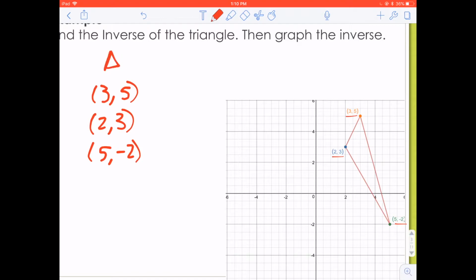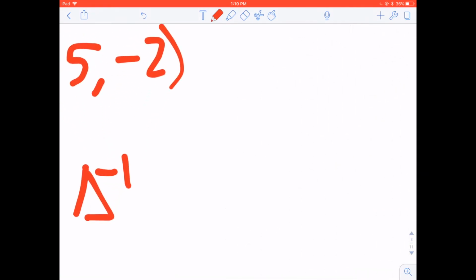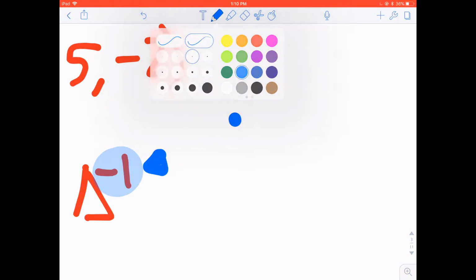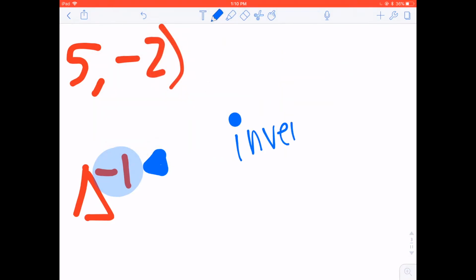This is the triangle. The inverse triangle, which I'll write with the inverse symbol, this negative 1 right here, that just means the inverse. Okay, so negative 1 means inverse. It doesn't mean write it as a fraction. Okay, so negative 1 means the inverse.